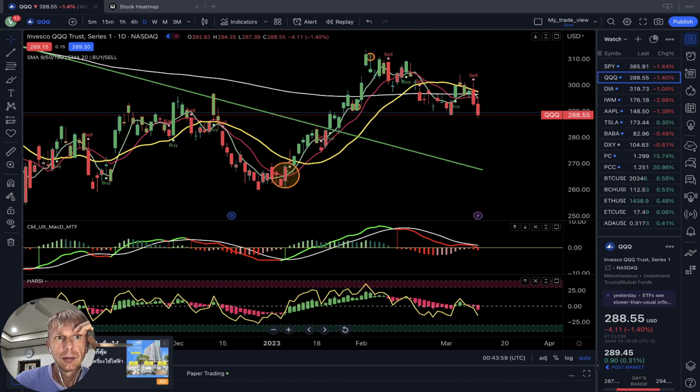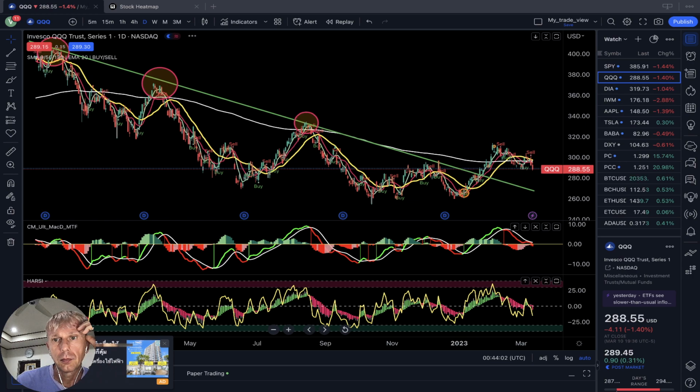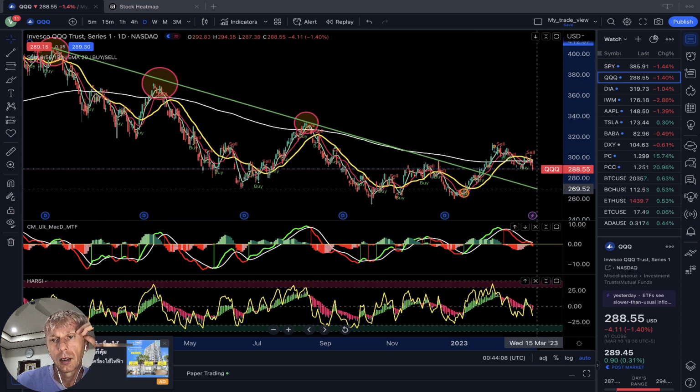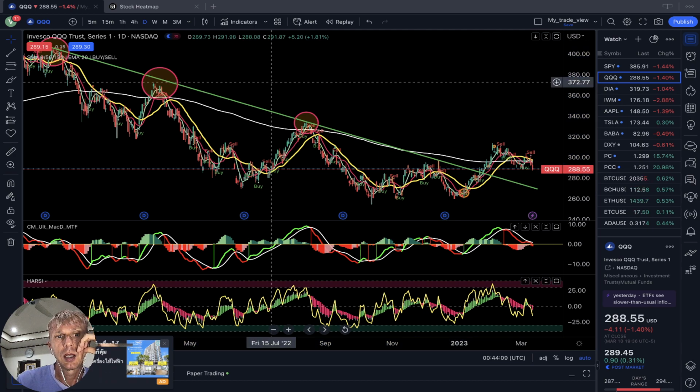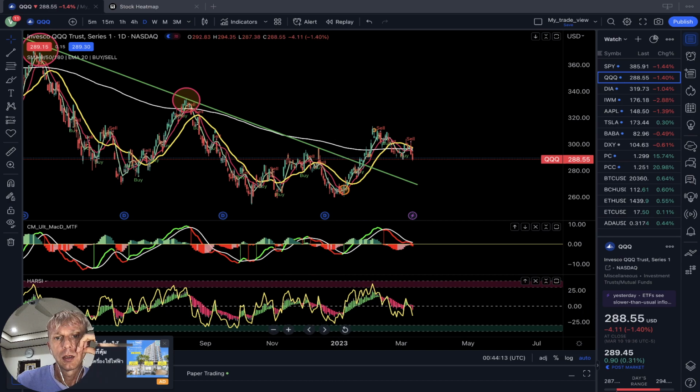Let me check on the daily time frame. You see the major trend line. Yeah, it should be a little bit higher, like this one. Major trend line from the top of the market. From the top of the market, let me show you.